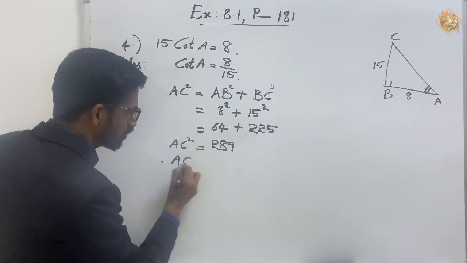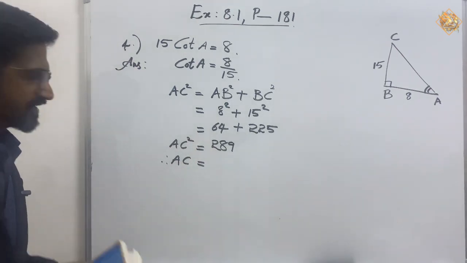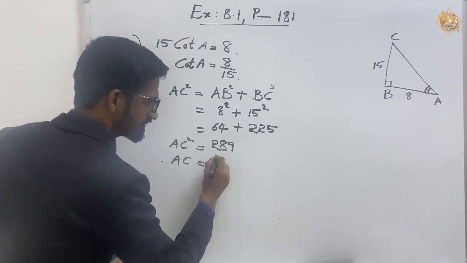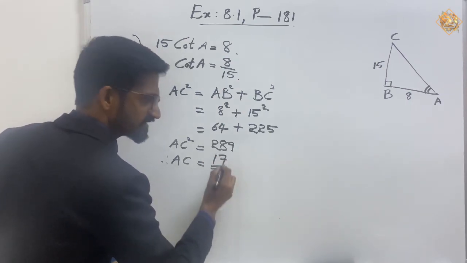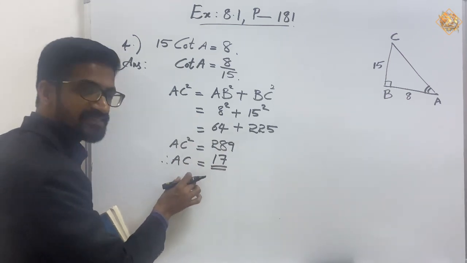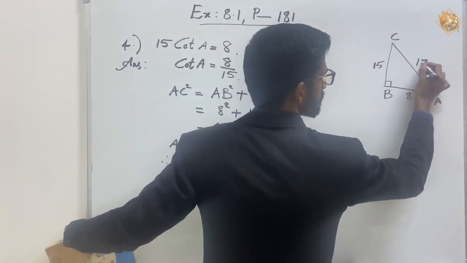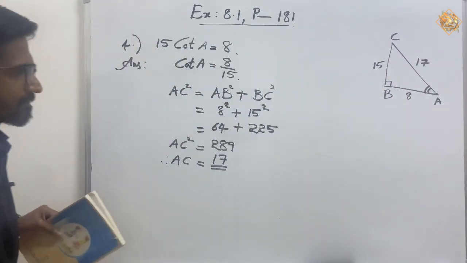Therefore, AC equal to what? Square root of 289. What is square root of 289? That is 17. Isn't it, students? 17 into 17 is 289. Okay, so therefore we got AC equal to 17. So this we can mark here. Therefore, AC is 17.